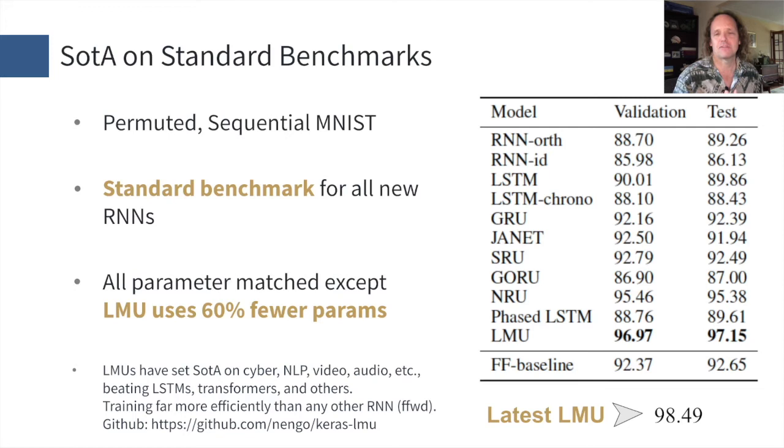And this has become a standard benchmark for all kinds of new recurrent neural networks that people have suggested. And so it was very natural for us to run the LMU on this. And as you can see in the chart at the right, there's a whole ton of different kinds of RNNs people have proposed, but the LMU is doing the best out of all of these. Furthermore, it's using 60% fewer parameters than any of the other ones in that chart. And in fact, our latest LMU has set new state-of-the-art even above our first initial attempts with the LMU, and we're up really high now, around 98.5% accuracy.